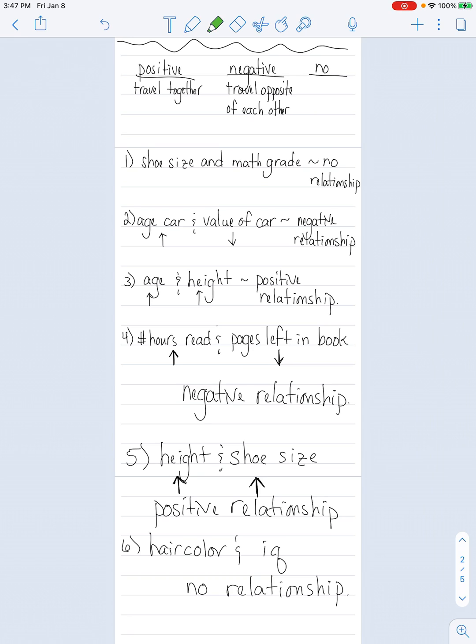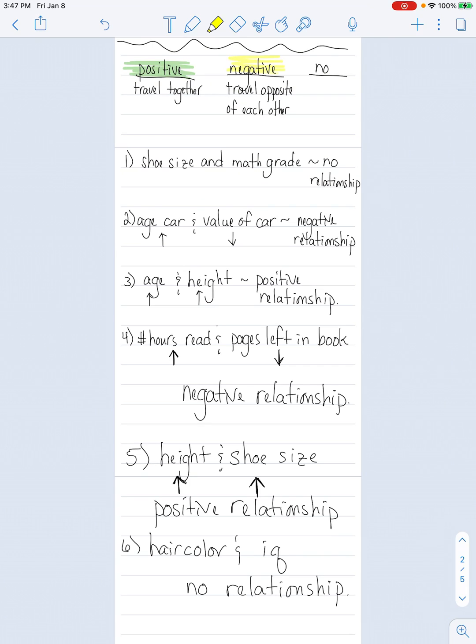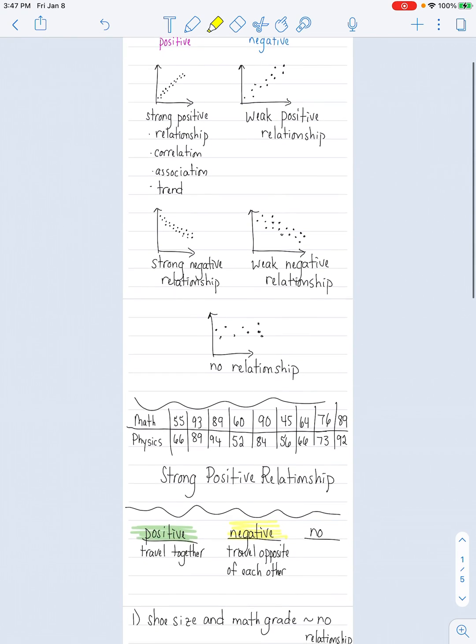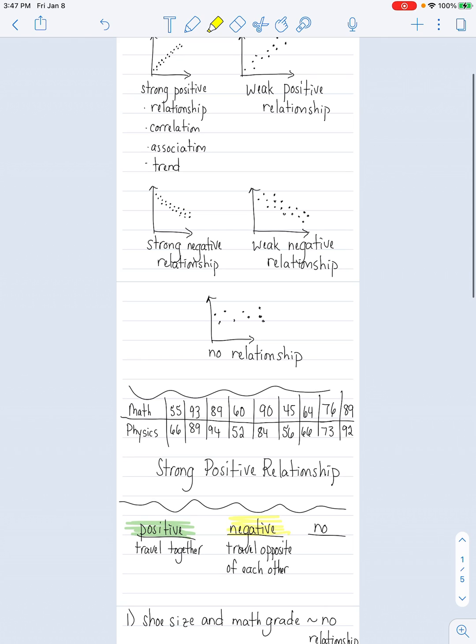So remember, if two variables or two things travel together, they both increase or they both decrease, there's a positive relationship. If one thing increases while the other thing decreases, they travel opposite, there's a negative relationship, and no relationships are easy to find. And then again, I want you to use your notes when you're looking at graphs to determine strong or weak, positive or negative, or no relationship.